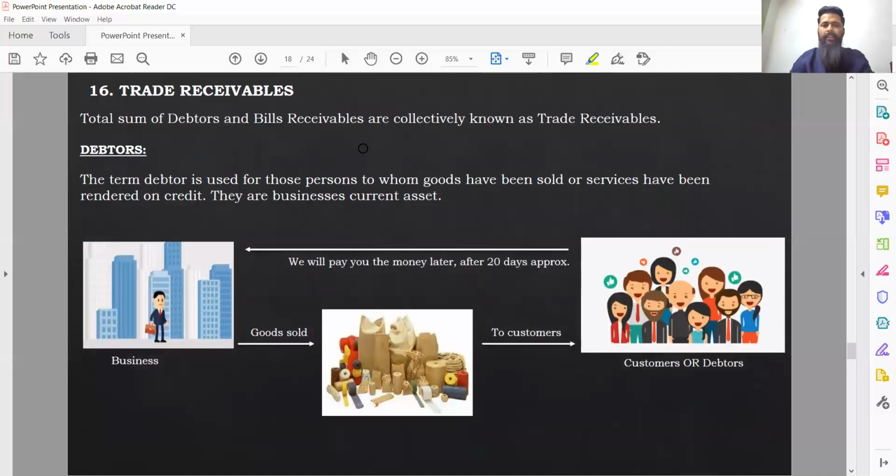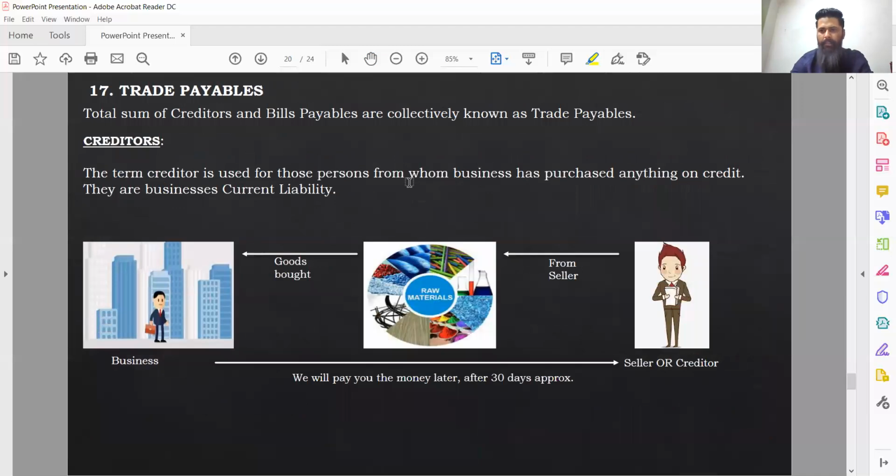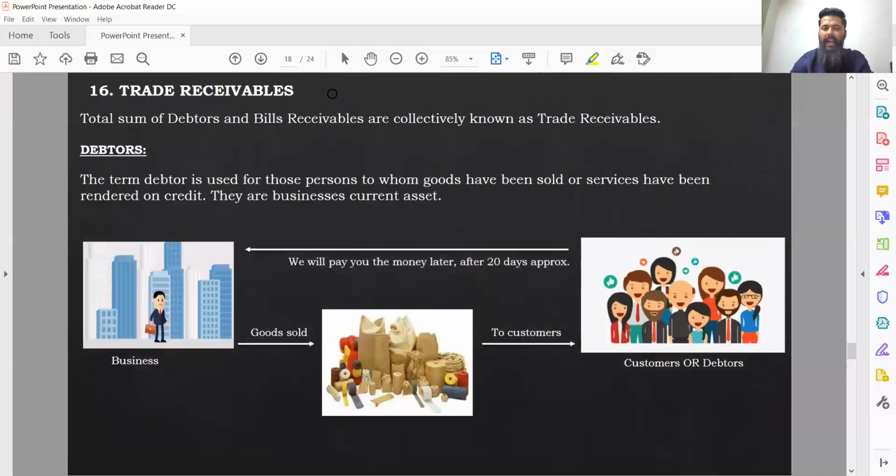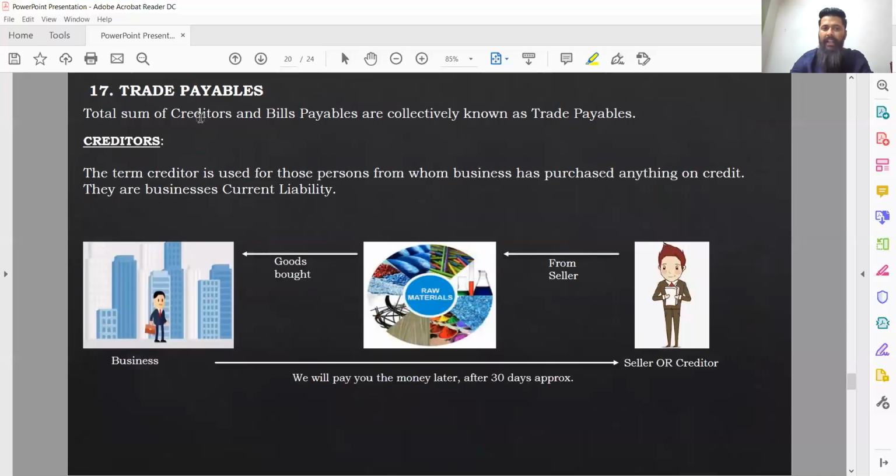The sum total of debtors and bills receivable is collectively known as trade receivables. Just opposite to trade receivables, our next term is trade payables. As trade receivables are the collective sum of debtors and bills receivable, bills payable and creditors are collectively known as trade payables. Trade payables is the sum total of creditors and bills payable. Creditors are just opposite to debtors and bills payable are just opposite to bills receivable.